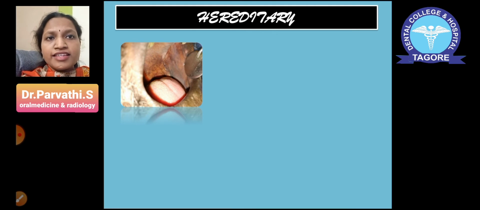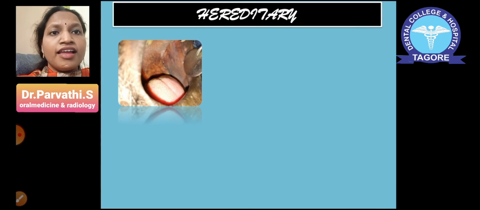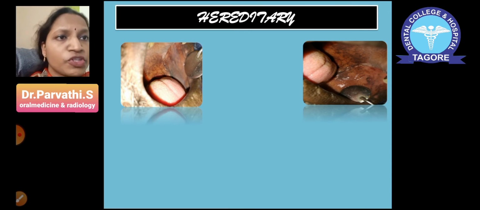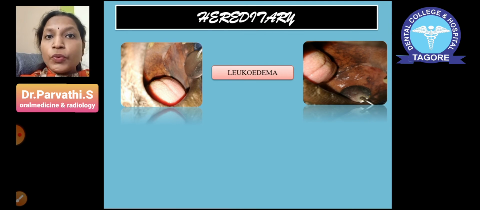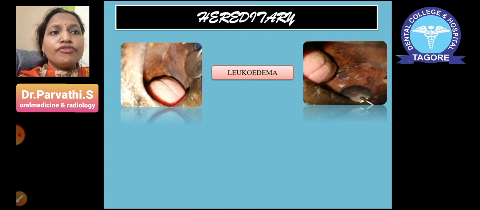In the first case, you can see a white opalescent area in the buccal mucosa. When you stretch this mucosa with the help of a mouth mirror, you can see in the second picture the white opalescent area disappears. When it disappears, it is the pathognomonic feature of leukoedema. The opalescent area appears because of an increase in fluid or edema in the epithelium, and when you stretch the mucosa, the fluid disappears, so there is no white lesion in the oral cavity. So this is about leukoedema.